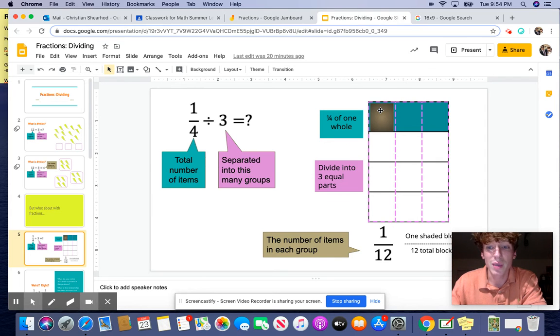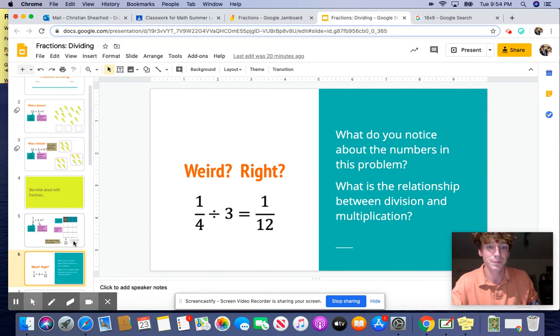The visuals to me are a bit much. I like it straightforward. I like you to tell me the process and to get after it. You know, if you like the visuals and stuff like that, let me know. I'll help you find some more of them. Otherwise, we'll move on. So 1/4 divided by 3 is 1/12. Okay. Weird, right? What do you notice about the numbers in this problem?